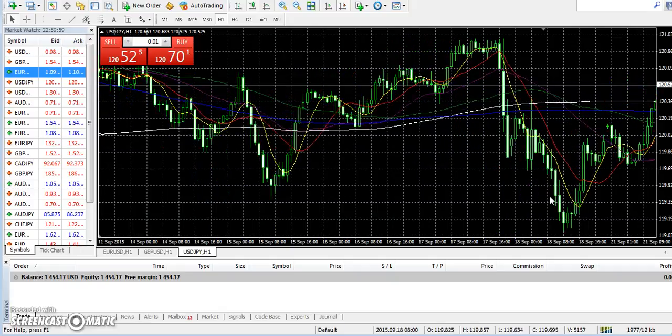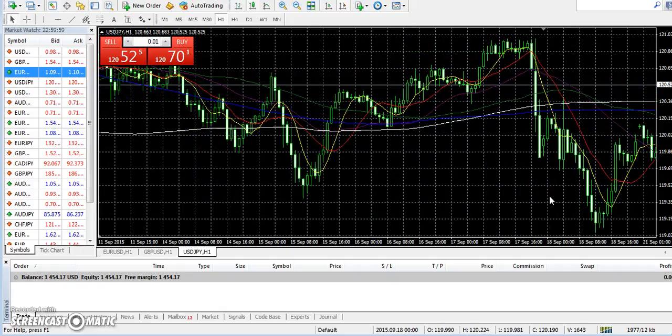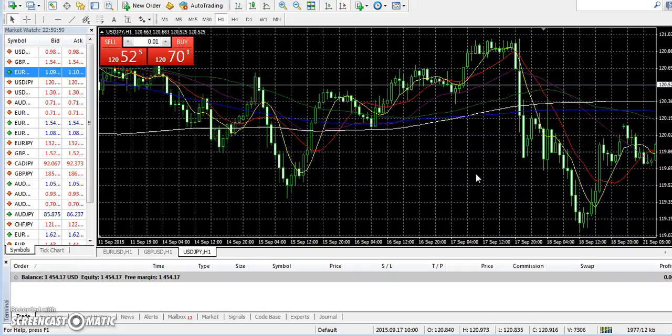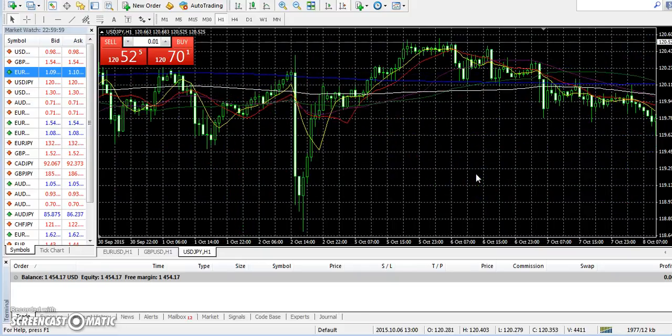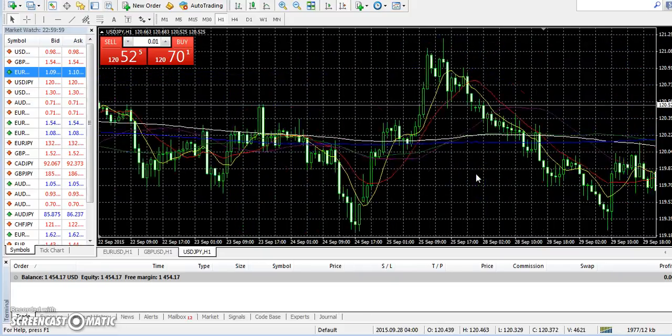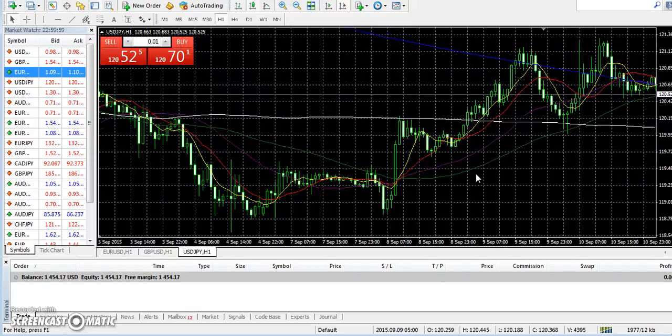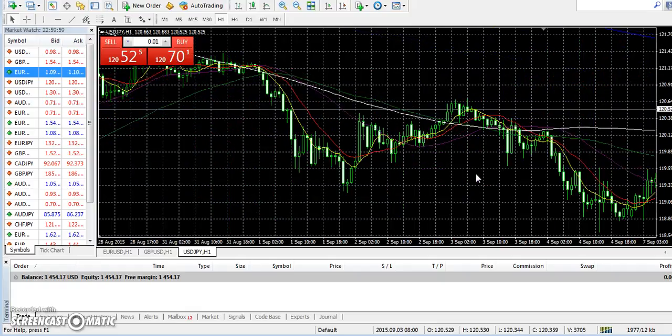Until good movement. Also, when the white crosses the blue in a direction, an explosion happens in that direction usually. Alright, but here's a good one.